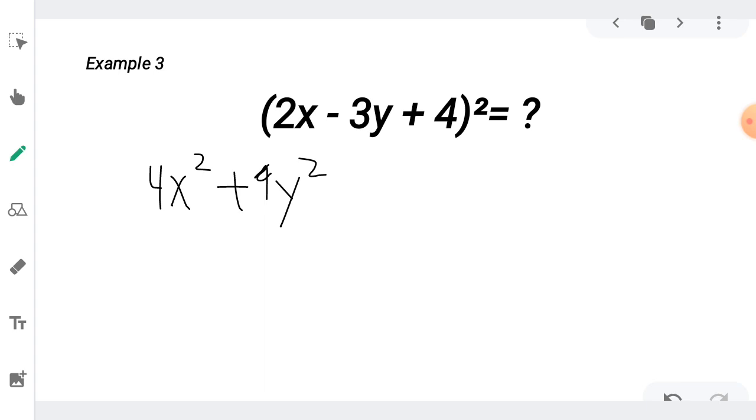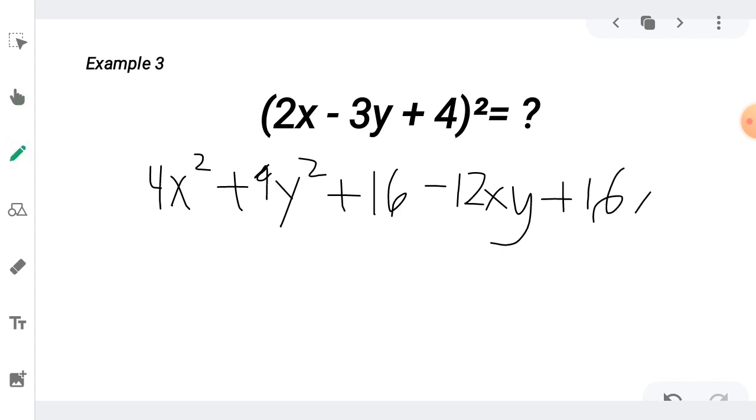And then square the third term or last term, which is 4, positive 16. Twice the product of the first and second term, 2x times negative 3y is equal to negative 6x times 2, negative 12xy. Twice the product of the first and the last term, 2x times 4 is 8x times 2 is 16x.